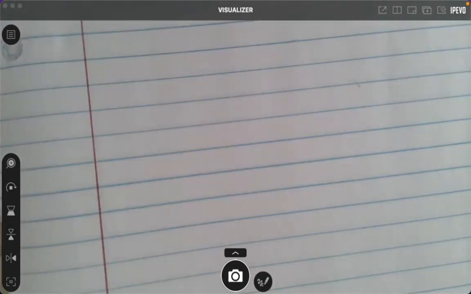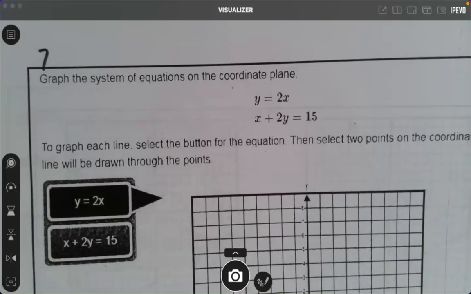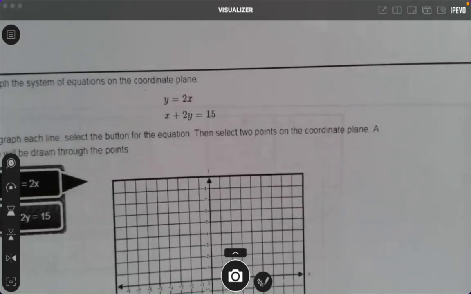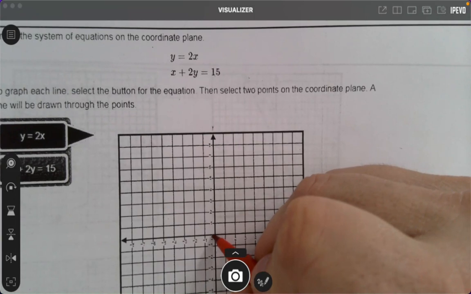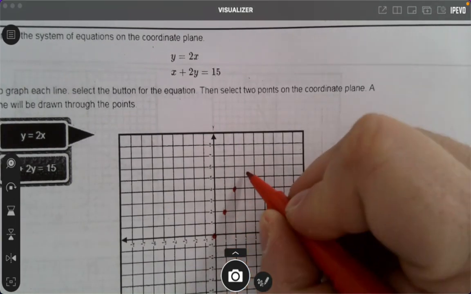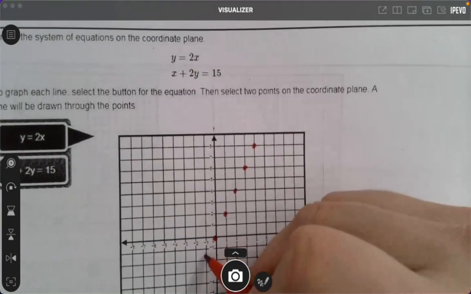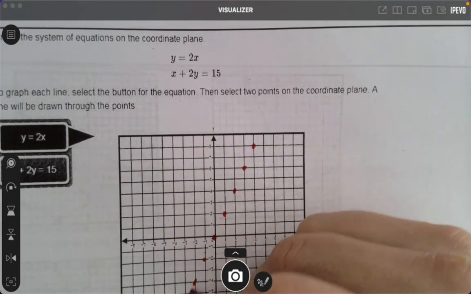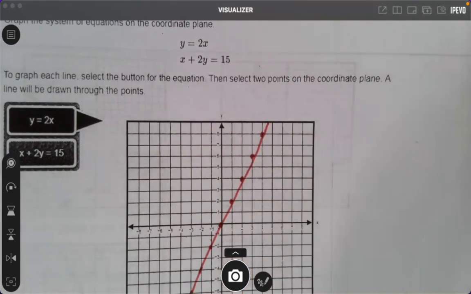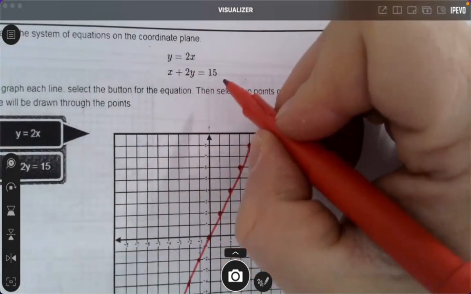All right, 7 and 8, you're kind of lucky. They're the same question, just one's multiple choice. So y equals 2x. Hopefully you know how to graph that. You start at 0, up 2 over 1, like that. Okay. Like that. All right, and then over here, we're going to put this in slope-intercept form.